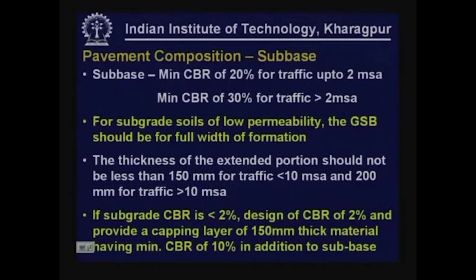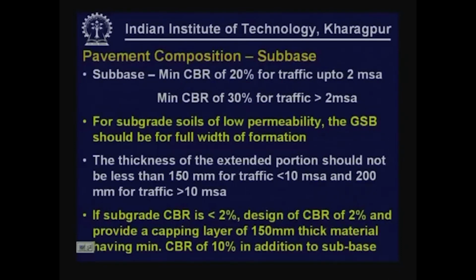The pavement composition that has to be used typically: subgrade should have a minimum CBR of 20% for traffic up to 2 million standard axles. It should have a minimum 30% CBR for traffic greater than 2 million standard axles. For subgrade soils of low permeability, the granular surface should be for full width of formation. The thickness of the extended portion should not be less than 150 millimeters for traffic less than 10 million standard axles and 200 millimeters for traffic more than 10 million standard axles.